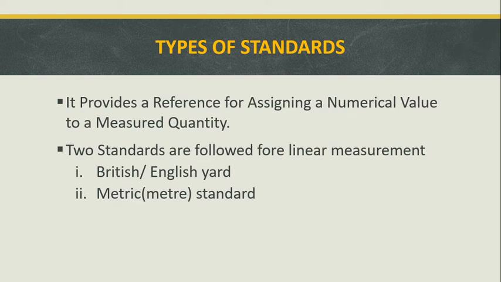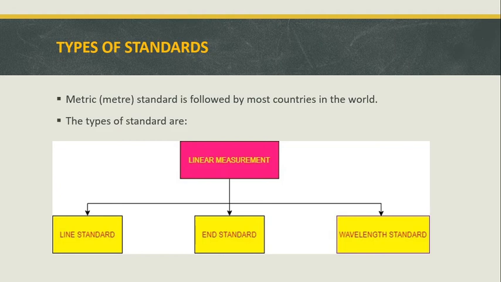Then two standards are followed for linear measurement. One is the British or English yard, and another one is the metric or meter standard. The metric or meter standard is followed by most of the countries all over the world. The yard is followed by only some of the countries.